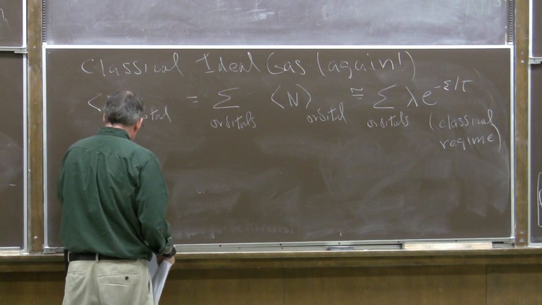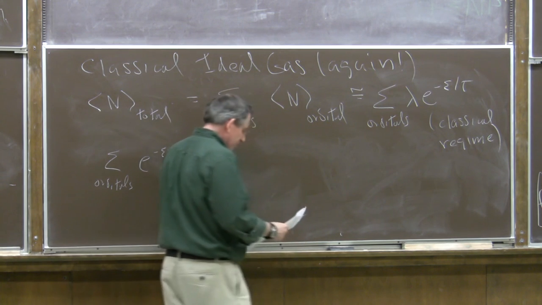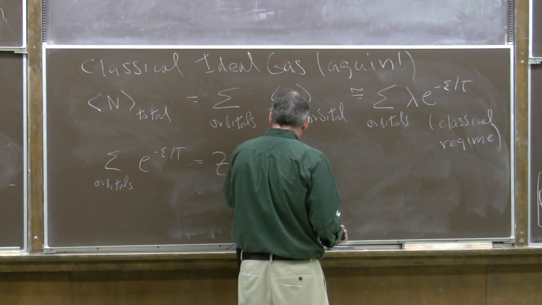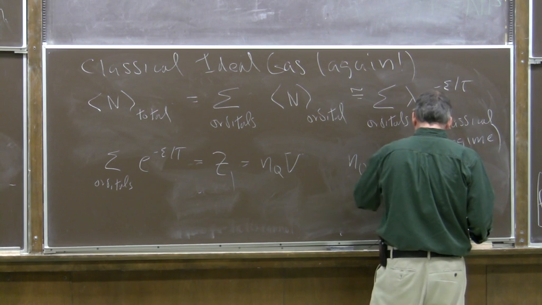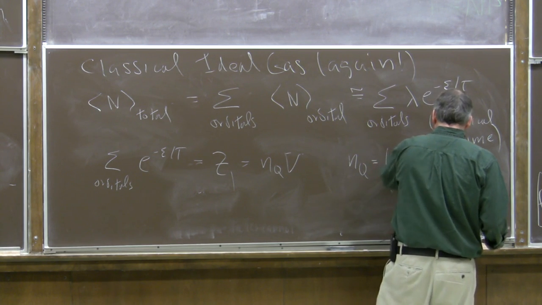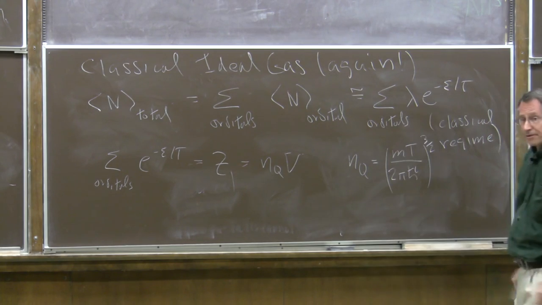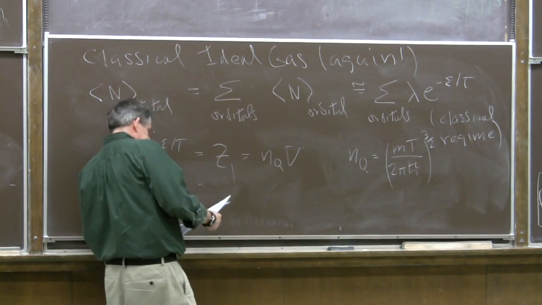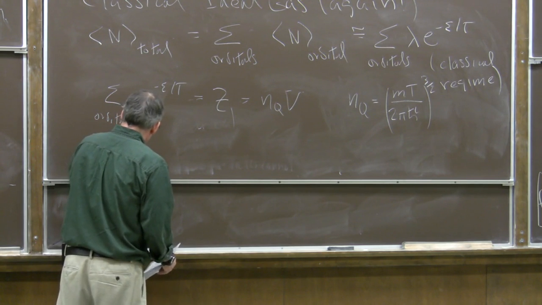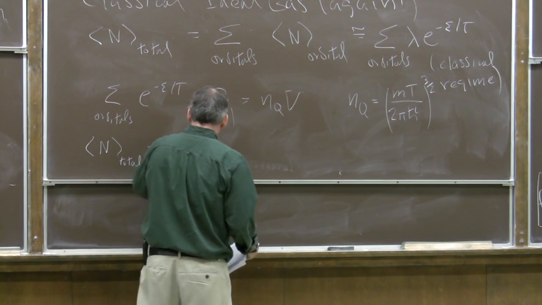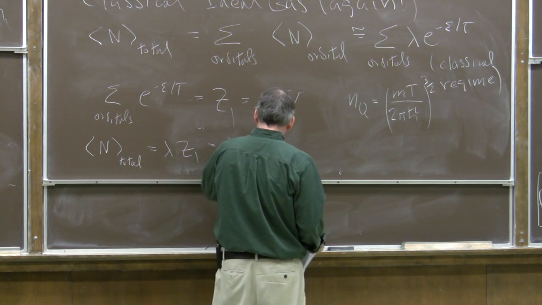And I'll just remind you what we found. We called it Z1, the partition function for the single molecule gas. It was equal to the volume times the quantum concentration. That's how the quantum concentration came into our lives, and it's been haunting us ever since. Right, so for the total number of particles, it's the same sum except there's a factor of lambda. So the total number of particles has an expectation value, which is lambda times the single molecule partition function, which is lambda times the quantum concentration times volume.